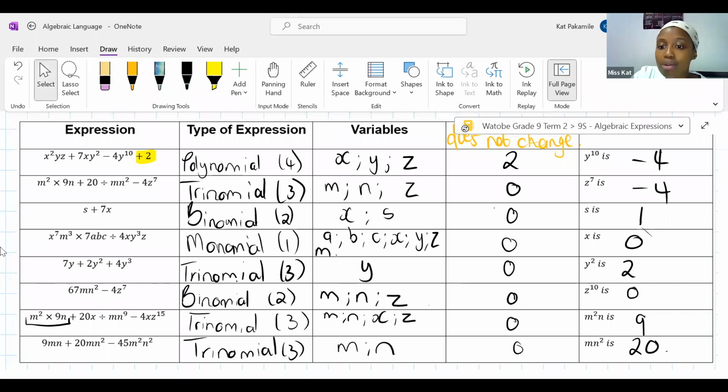Thank you very much for helping me fill this table out, guys. So thumbs up, thumbs down. Do we understand the concept of types of expression, variables, constants, coefficients? Give me a thumbs up or a thumbs down. Okay, I see the thumbs up. Thank you. If you don't understand, please put a thumbs down so that we can help you.